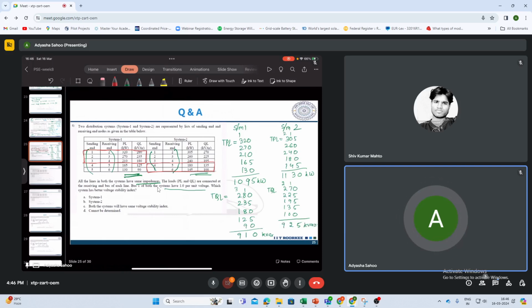So when we calculate the total load, system 2 is having greater total load for both P and Q, right? And if you remember this plot, stability index versus loading, it was both PL and QL. So as this TPL or TQL increases, the stability index decreases, which means voltage instability. So since system 2 has greater loading condition, it will be having poor voltage profile. So system 1 will have better voltage profile than system 2. So system 1 is having better stability index. This is clear, right?